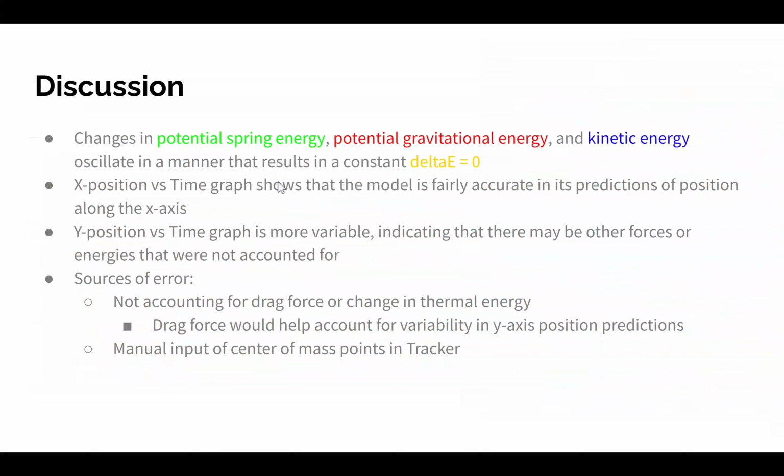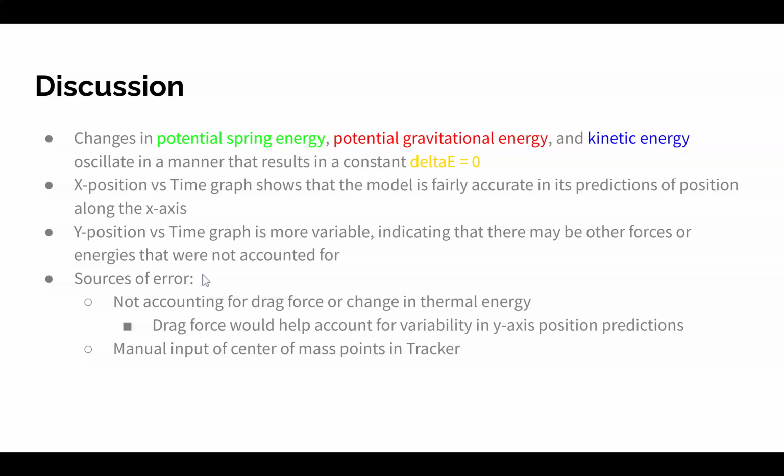As you can see on the previous slide, the changes in spring potential energy, gravitational energy, and kinetic energy all oscillated, but in a manner that resulted in a constant delta E equals 0. I'll discuss this further on the next slide, but this shows that the law of conservation of energy is supported. My x position versus time graph shows that the model is fairly accurate in its prediction of position along the x-axis, but the y position versus time graph was a little more variable, which indicated that there may have been other forces or energies that I did not account for.